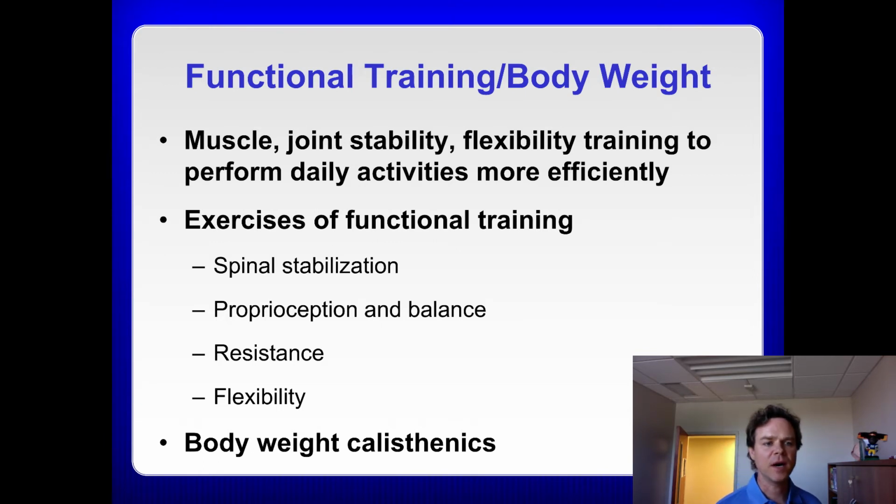Functional training, body weight training, that's great for improving muscle, joint stability, flexibility training to perform daily activities more efficiently. Exercises of functional training: spinal stabilization, proprioception, and balance. Proprioception is where you are in space, being able to kind of feel where you are in space so that you can move properly. It's a lot of lateral types of movement, things like that. Then resistance and flexibility. It's mainly the body weight calisthenics is the functional training.